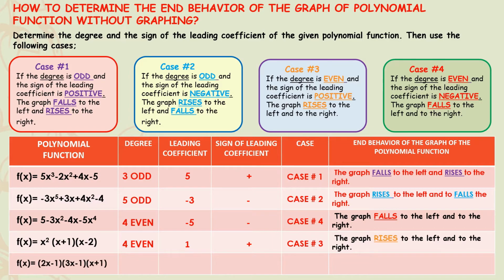Let's have the last one. f of x equals 2x minus 1 times 3x minus 1 times x plus 1. Since the given is in factor form, you may get the degree by first multiplying the first terms of your factors. So we have 2x times 3x times x, which gives us 6x cubed. Therefore, the degree is 3, an odd number, and the leading coefficient is 6, a positive number. Since the degree is odd and the leading coefficient is positive, this is case number 1. In case number 1, the end behavior is that the graph falls to the left and rises to the right.